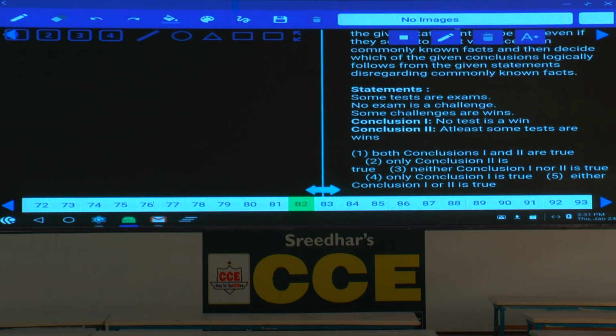Then question number 82. Now in this 82, some of the tests are examinations. Some tests are exams can be written like this. No exam is a challenge, no intersection between exam and challenge. And some of the challenges are wins. Some challenges are wins. This is the basic diagram.